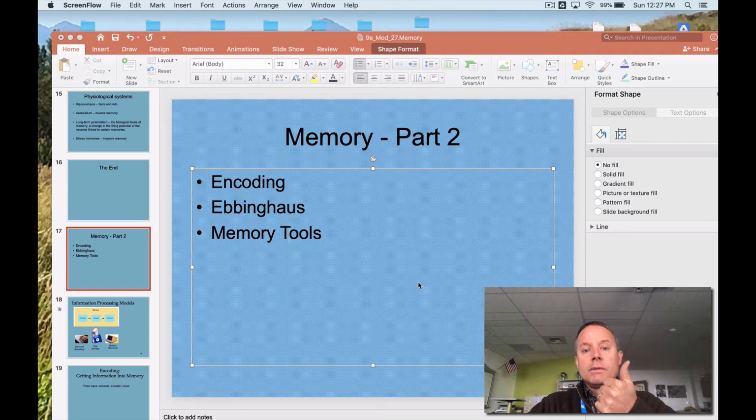In this unit, we're going to talk about encoding, Ebbinghaus, and memory tools. It's going to be a little out of order on our note guide, so you might have to pause and flip around a little bit, but I'm sure you can handle it. Let me pull this up.